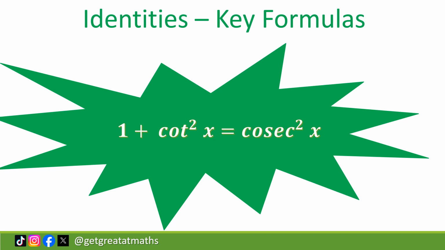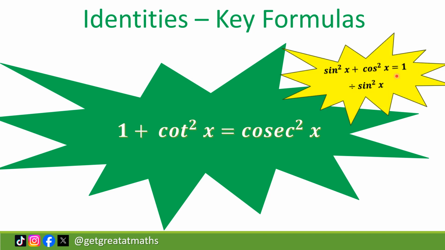Another identity you'll be expected to know is the identity 1 plus cot squared x is equal to cosec squared x. Now this one is also generated from the identity sine squared x plus cos squared x is equal to 1. So if I take each of these terms and this time divide each of them by sine squared x, sine squared x divided by sine squared x gives me the 1. Cos squared x divided by sine squared x gives me the cot squared x, because sine squared divided by cos squared is tan squared, and 1 over tan squared is cot squared. And then I've got 1 divided by sine squared x, which is cosec squared x. Again, another important identity that you'll be expected to either know or how to work out.